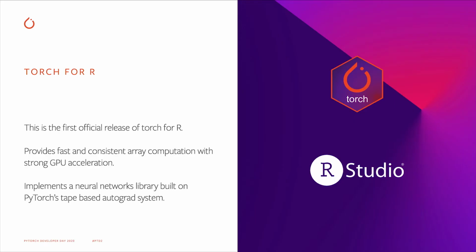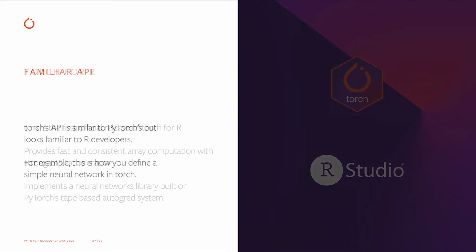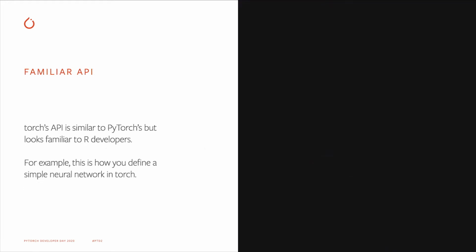We are happy to announce the first release of Torch. Torch is an open-source R package implemented on top of libtorch. Most of Torch's code is auto-generated from libtorch's declarations, but we also provide neural networks abstractions implemented directly in R. Torch's API is very similar to PyTorch's, but looks familiar to R developers.